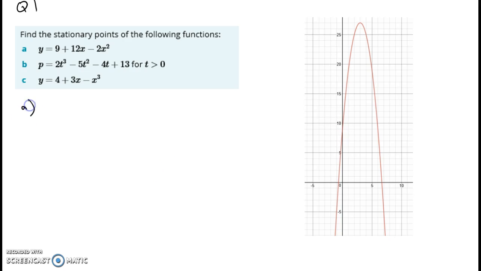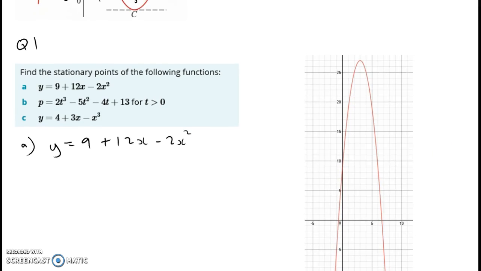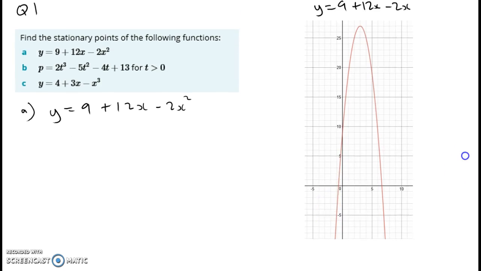We might just have a look at part A and part C, as the process for each of these is the same. So we've got y equals 9 plus 12x minus 2x squared. Just to help you visually, I've got a graph of this curve here. So over here we've got 9 plus 12x minus 2x squared. So we're trying to find the point on this graph where the gradient is equal to 0.